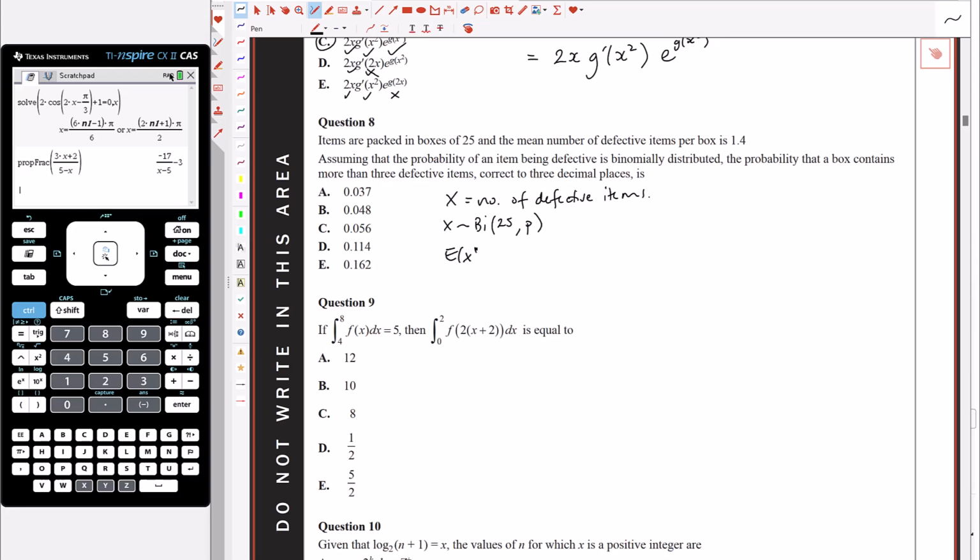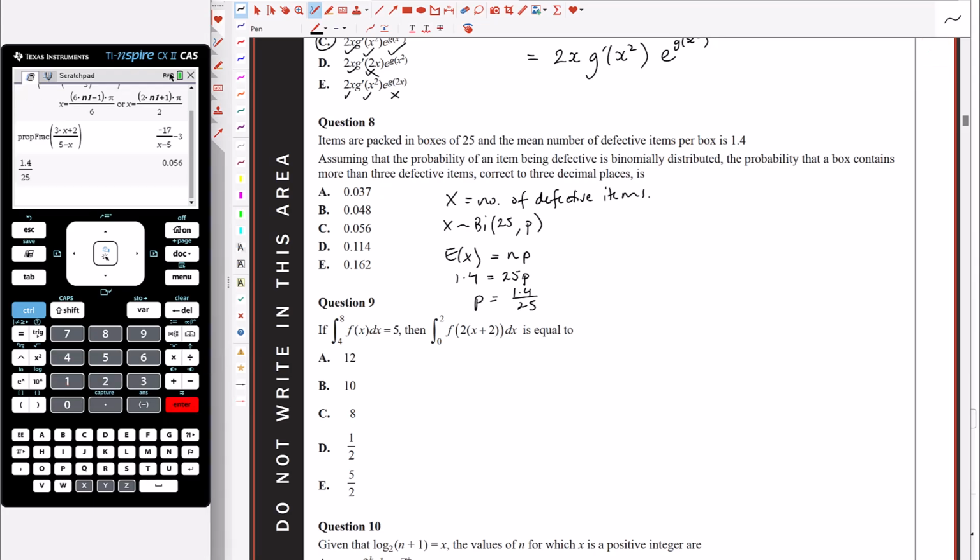of x. And for a binomial distribution, expected value of x is n times p. So we know expected value of x is 1.4, we know n is 25, p we don't know, so that means p is going to be 1.4 divided by 25, which is 0.056, which you'll see is a distractor because if you don't read the question properly, get an answer, go, oh, great, I'm done. But that's not what the question asks us for.